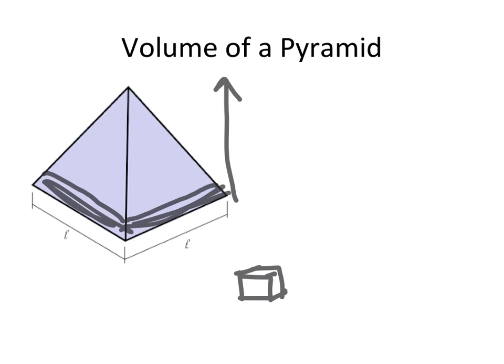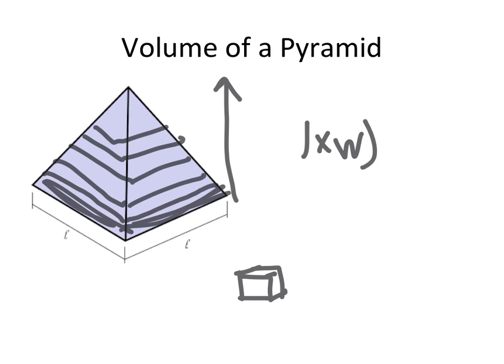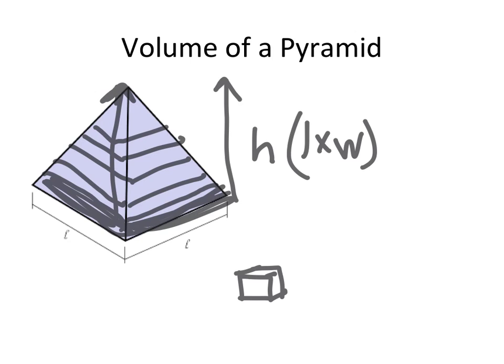However, as you can see here, as we make these rows going up, they're going to get smaller and smaller and smaller. So we can't just take length times width to get how many cubes are in the bottom row, and then take it times the height to figure out how many of those rows we need, just like we did with the rectangular prism, because the rows are getting smaller. So we have to do something to this.